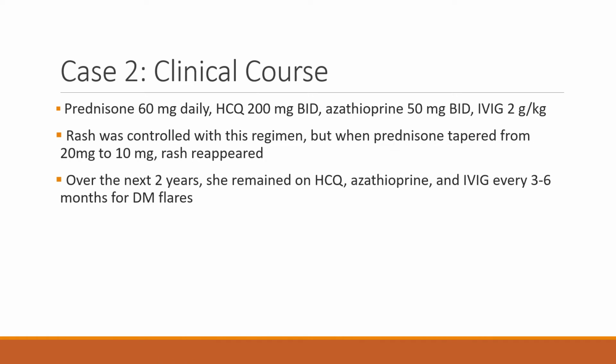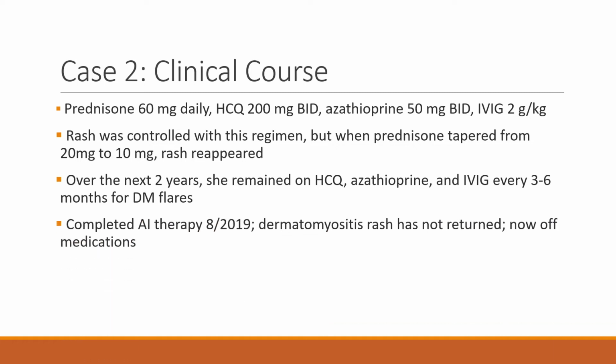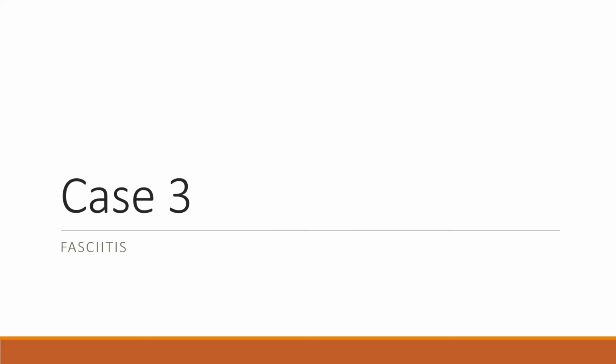Over the next 2 years, she remained on hydroxychloroquine, azathioprine, and IVIG every 3 to 6 months for dermatomyositis flares. In August of 2019, she completed her aromatase inhibitor therapy. Her rash has not returned since, and now she is completely off of the above listed medications.